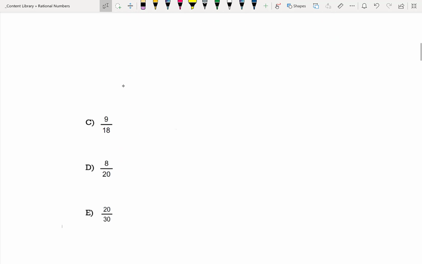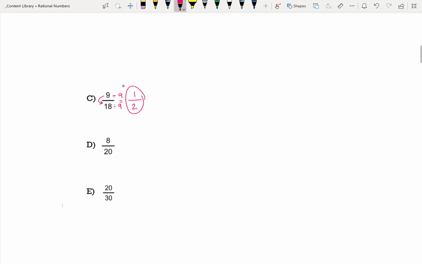Okay, we're going to do some more. Example C, 9 over 18. We check. 9 can go into 18, so we know that that's our greatest common factor. 9 divided by 9. And 18 divided by 9. 9 divided by 9 is 1. 18 divided by 9 is 2. So that's 1/2.